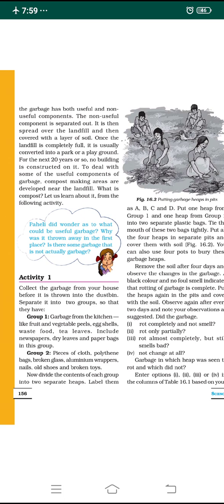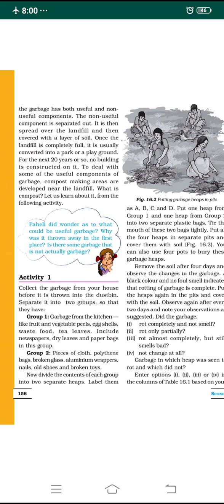The non-useful components present in the garbage or in the landfill are separated out. They are then spread over the landfill, and then covered with a layer of soil. Once the landfill is completely full, it is usually converted into a park or even a playground for the next 20 years or so.